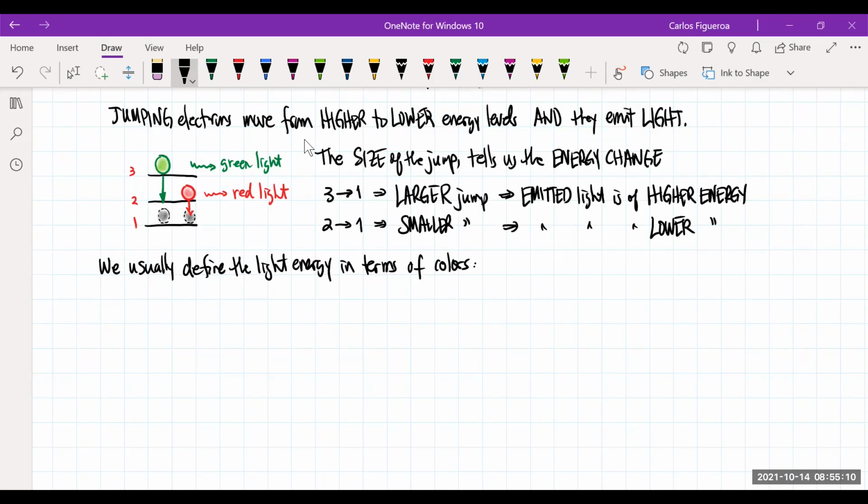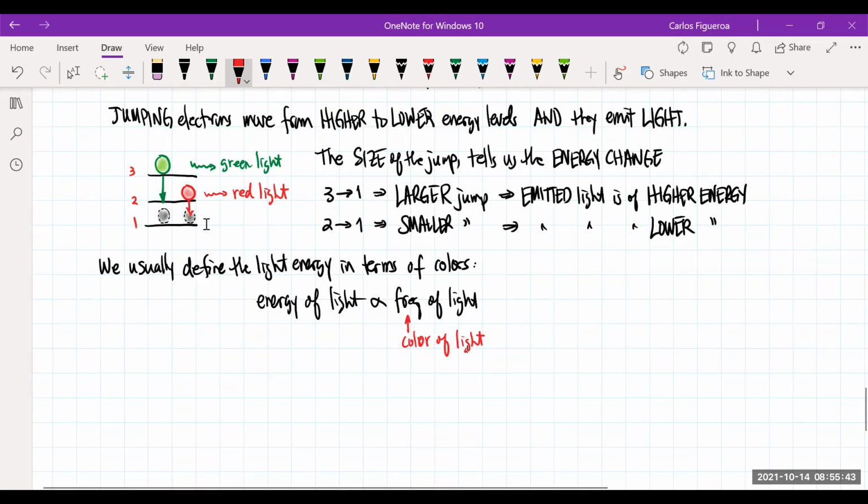Typically what we say here is that people talk about the frequency of light. So in other words, the energy of light is closest to the frequency of light. And it's the frequency that people associate with the color of light. So here's what we know.